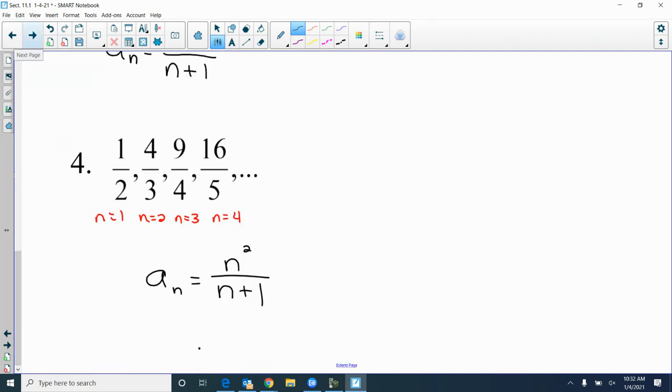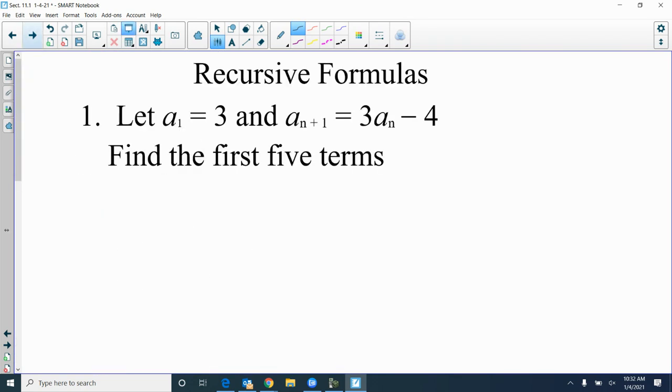Okay, now, a recursive formula. You do have the definition there. Basically it says it requires that one or more of the first few terms of the sequence be specified. So you're told, in this case, what the first term is. The next term, or all other terms, are defined in relation to previously defined terms. So you need to know the first term to get the second term. You need to know the third term to get the fourth term. That's kind of how this works.